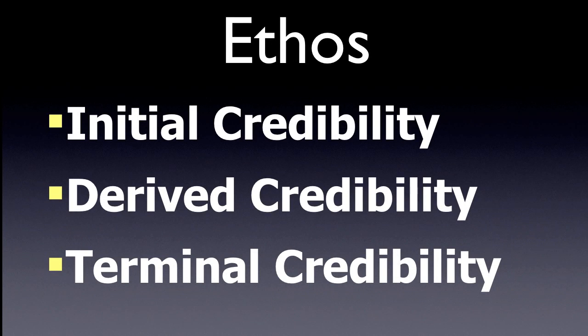There are 3 forms of credibility: initial credibility, derived credibility, and terminal credibility. Initial credibility is the impression of a speaker's credibility that listeners have before the speaker begins to speak. Derived credibility is the impression of a speaker's credibility based on what the speaker says and does during the presentation. And terminal credibility is the final impression that listeners have of a speaker's credibility after the presentation has concluded.